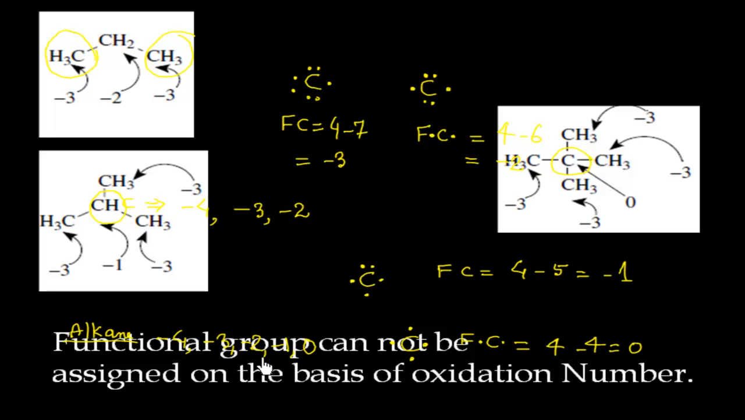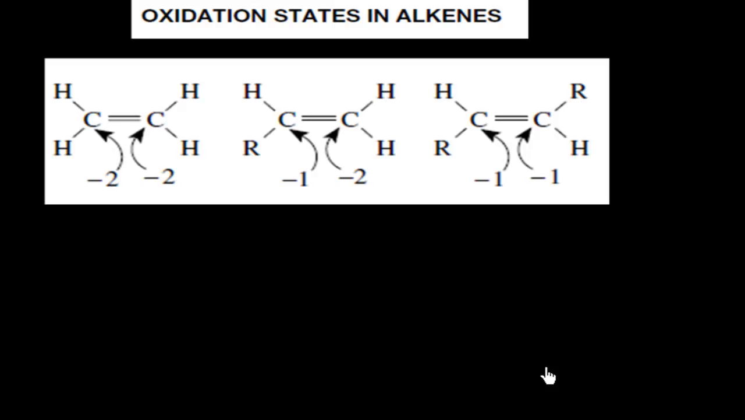So this means functional group cannot be assigned on the basis of oxidation number. So we cannot say an alkane will always have a fixed oxidation number. On the basis of oxidation number, we cannot decide the functional group. We will discuss more. Now let us look at oxidation states in alkenes.